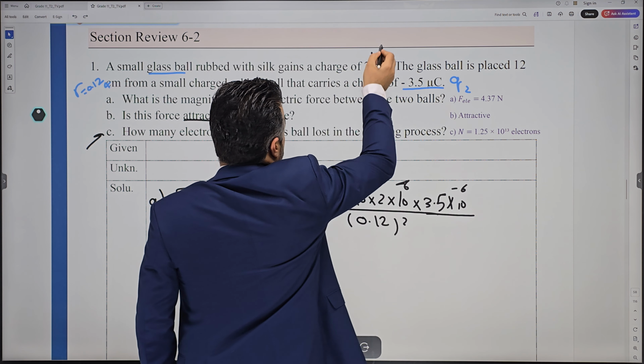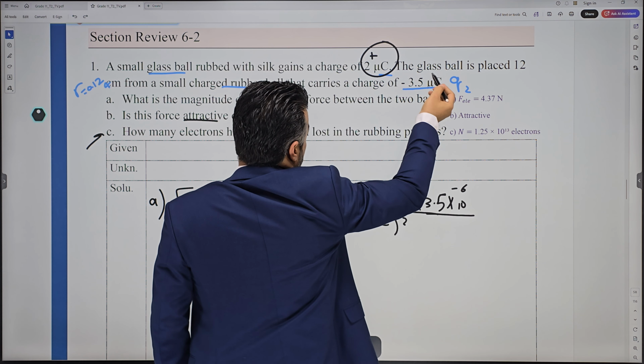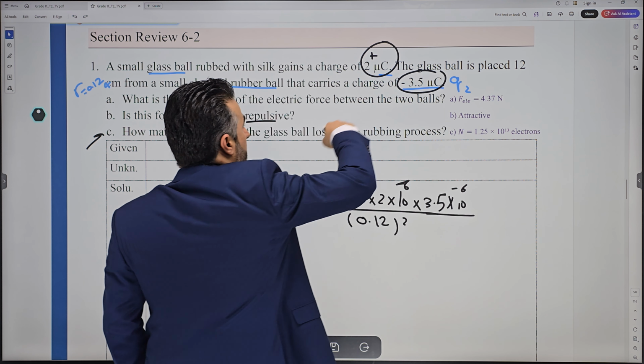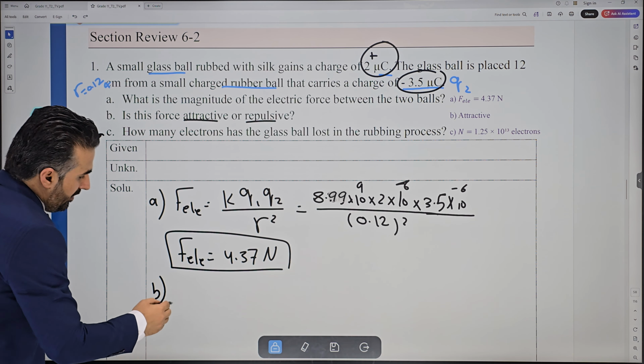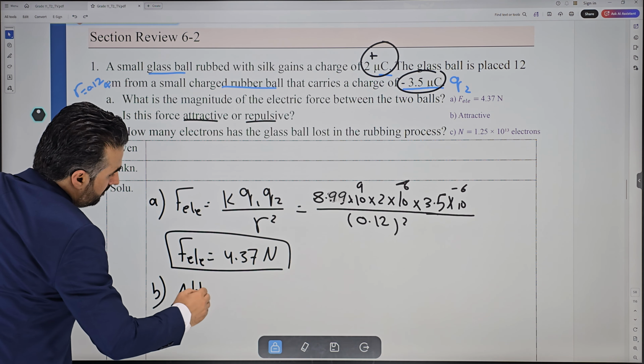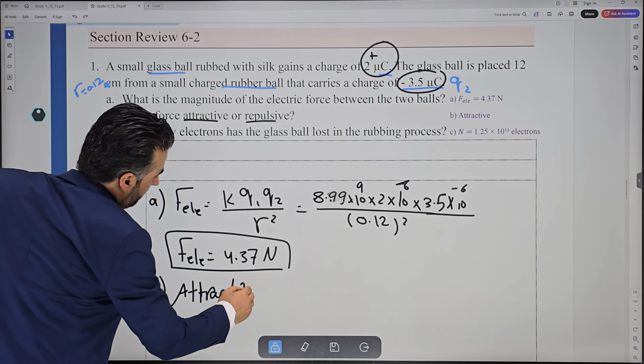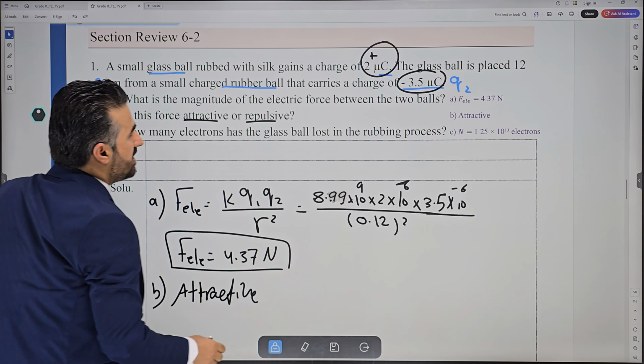One of them is positive, right? It is positive 2. You can see that it is negative 1. So if we have positive and negative, what do you think the nature of the forces will be? Of course, it's going to be attractive. Attractive force.